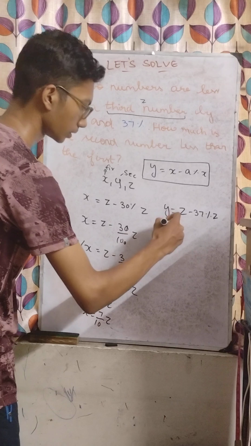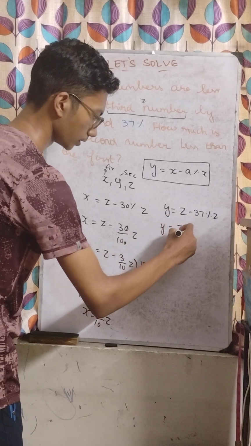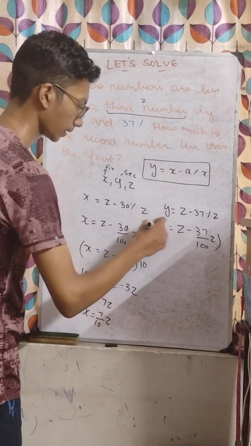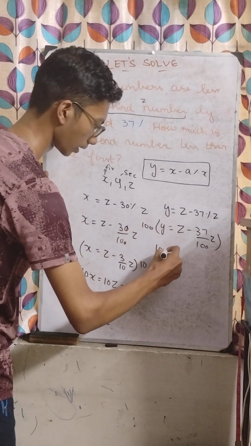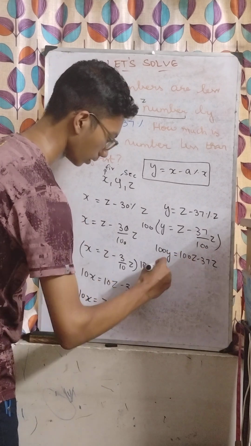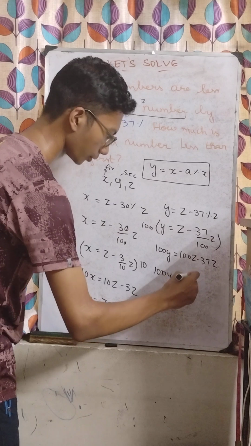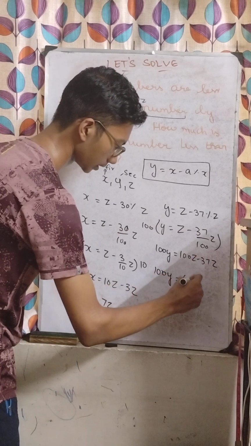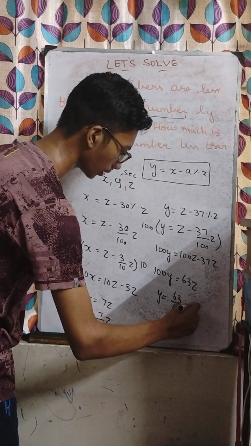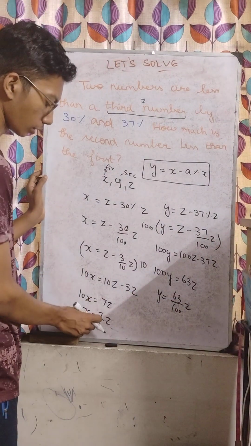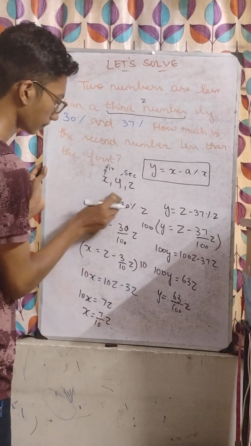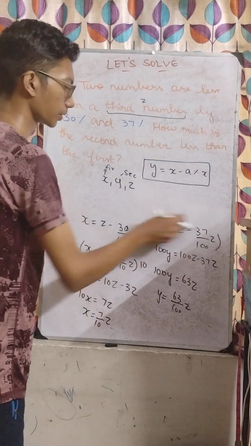The same way we'll get the other equation. y equal to z minus 37 by 100 of z. Again we'll multiply this equation by 100. So 100y equal to 100z minus 37z, so 100y equal to 63z. So y equal to 63 by 100 of z. So these are the two equations we have: x in terms of z and y in terms of z. So we can substitute in the equation to find the percentage a.